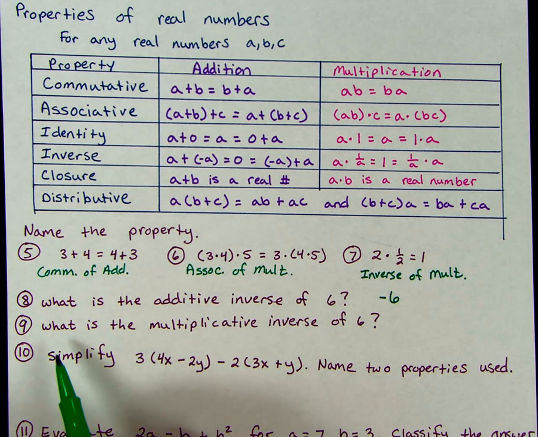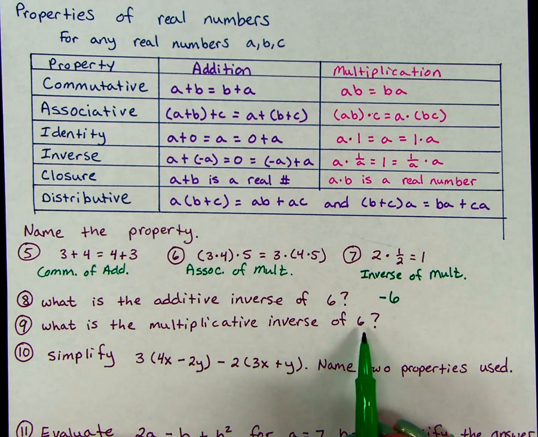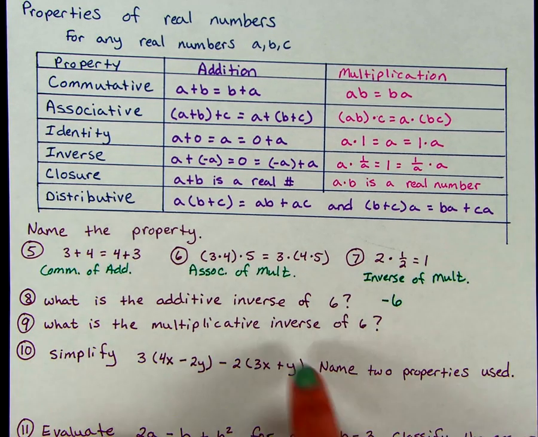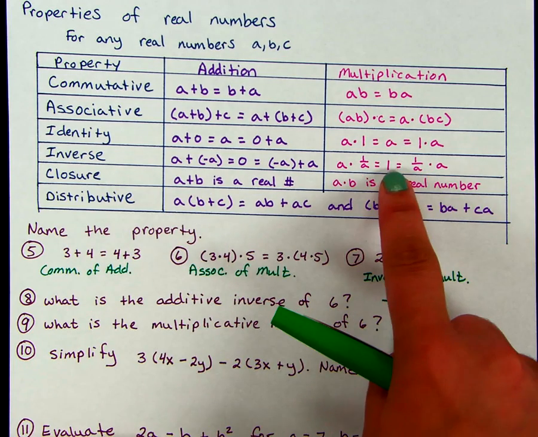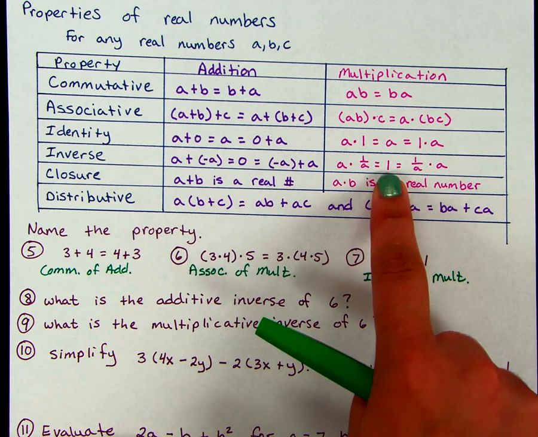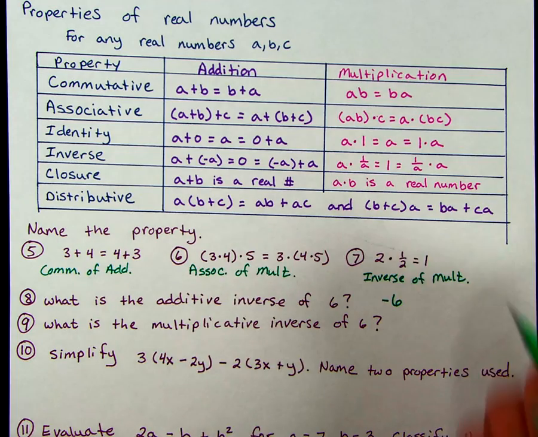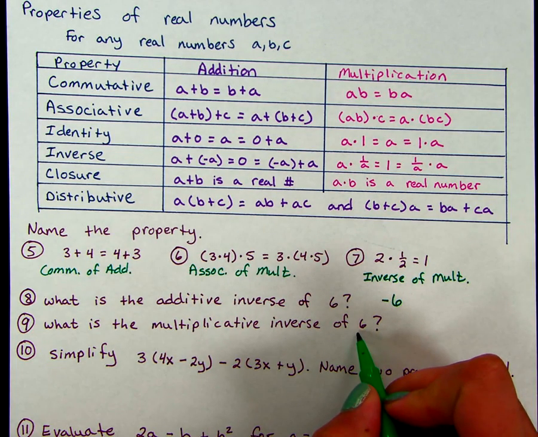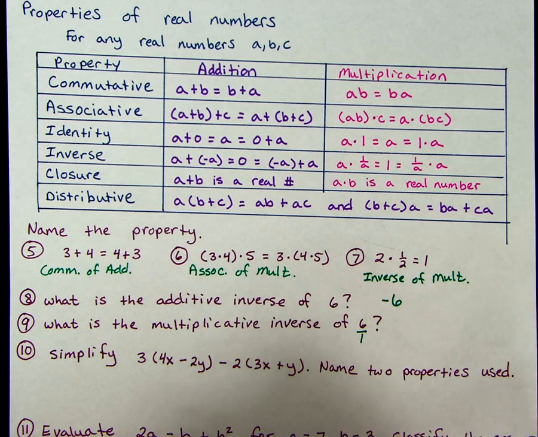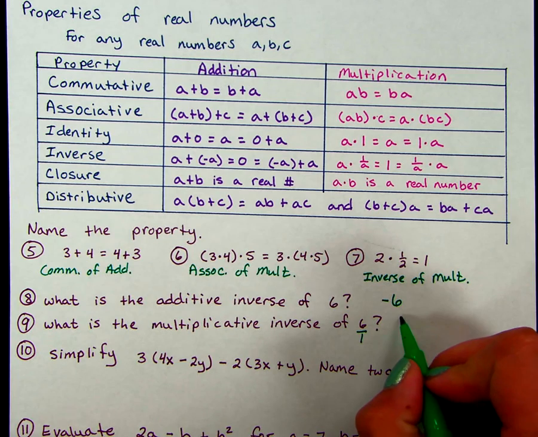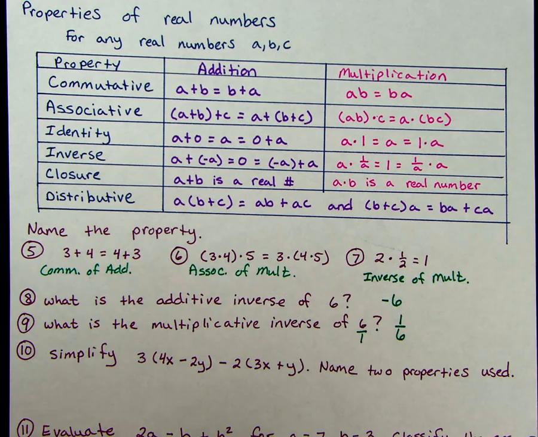All right, next one. What is the multiplicative inverse of 6? Well, if I go again up to my inverse, that means that I'm dealing with 1. So what do we need to multiply times 6 to get 1? Well, the easiest way to do that is we create a fraction. So I'm just going to put this over 1, and then we would flip it over. So 1/6 would be our multiplicative inverse.